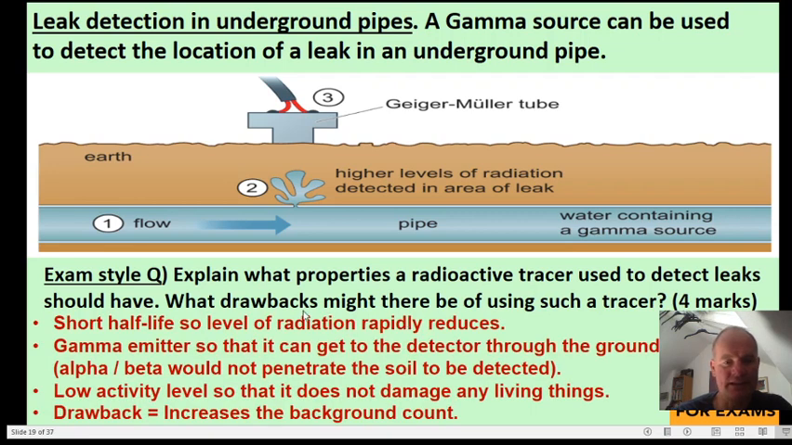We're looking for things like that. We need a short half-life for this, so the radiation reduces. So a half-life of, you know, hours. It must be a gamma emitter, so it can actually pass to the detector through the ground. Alpha and beta wouldn't penetrate the soil.